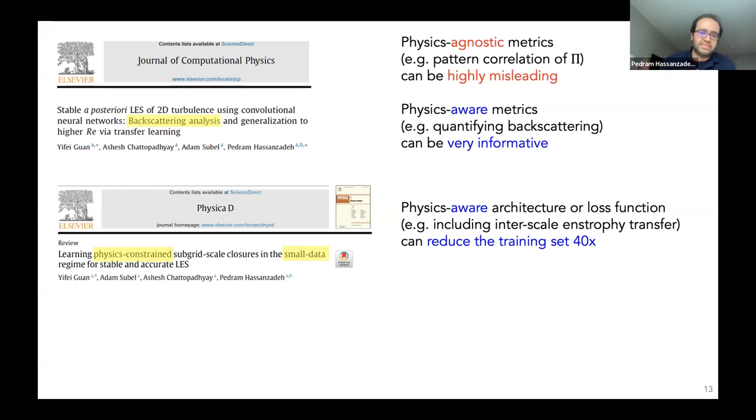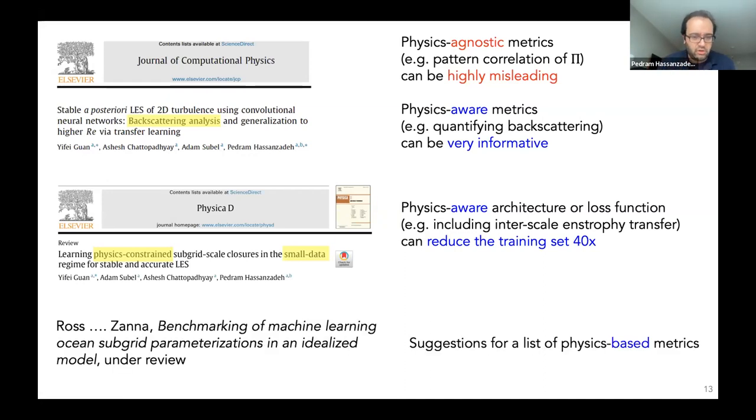And again, these are things that other people are thinking about. For example, Laura's group has a paper about suggesting some physics-aware metrics to look at subgrid scale modeling in the ocean turbulence. So my point is that probably a lot of the stuff I'm talking about here, other people across Vestry and CLIMA are also thinking about. It would be good to chat more and be aware of these issues.